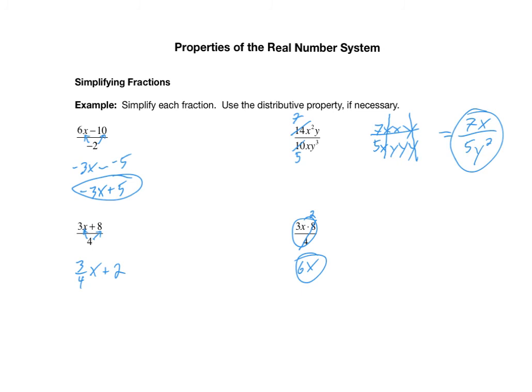So notice again, we did not do any sort of distributing here because there was no sum or difference in the top. So in summary, the distributive property is needed to simplify these two fractions because they have either a difference or a sum in the top, whereas the distributive property is not used to simplify these two fractions because there's neither a sum or a difference in either of these numerators.